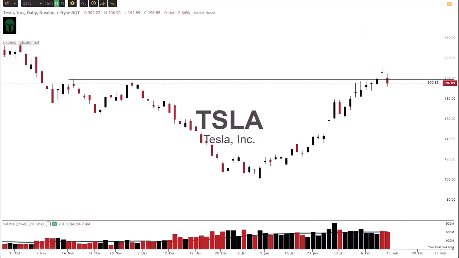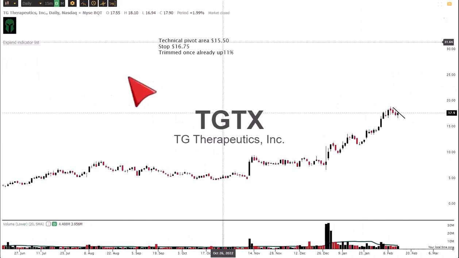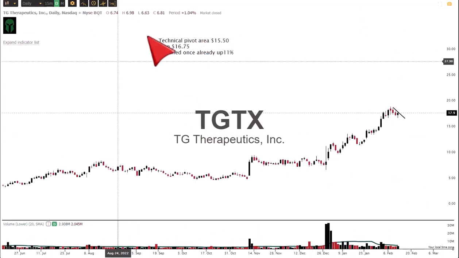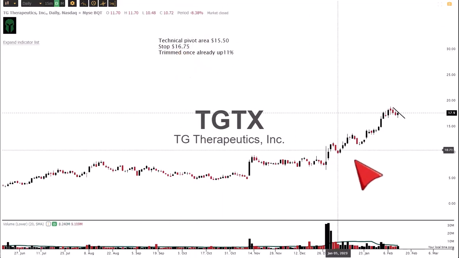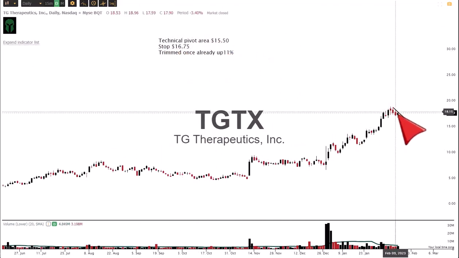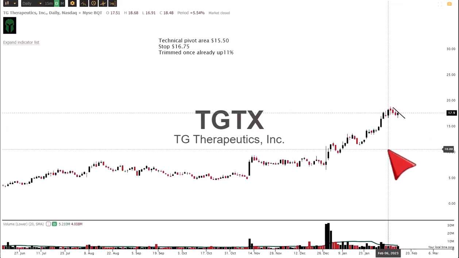A lot of people are waiting for CPI. And this is a point I really want to hammer home. TGTX is another one that we trade in the newsletter, bought at 15.50. There's our stop right now. And we trimmed once when we were up around 10 or 11%. See this little DTL that's sitting there forming? Now, if you take a look at this, this trade's not over.